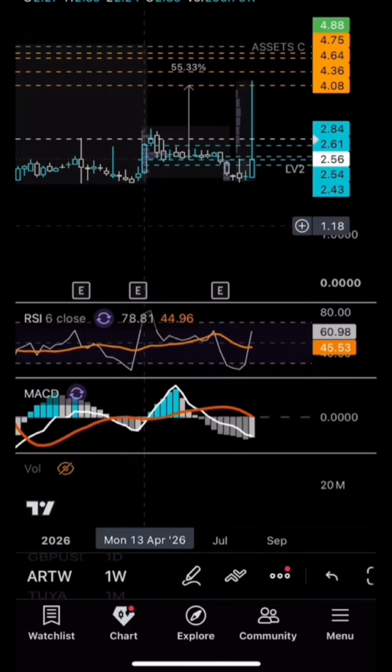from the 13th of April, they begin an impulse momentum candle on ARTW, which identifies that there is heavy institutional buying on this stock. However, we want to wait for the market to settle down to then identify when accumulation is beginning to take place.